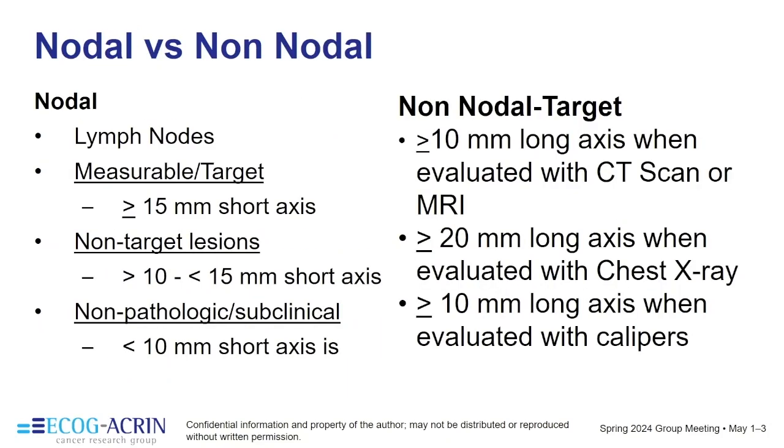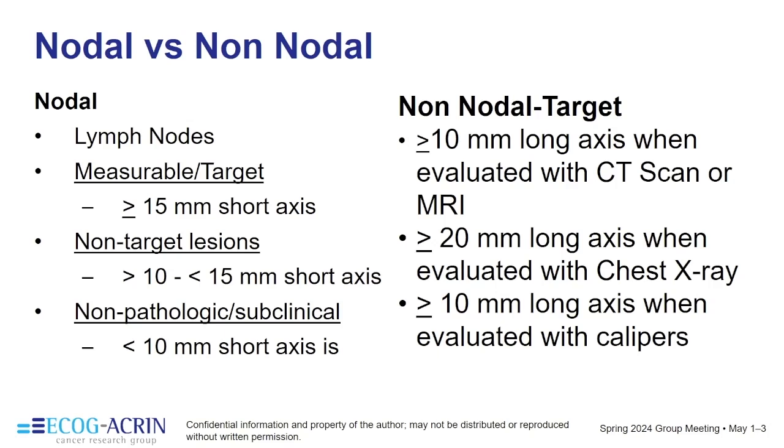So nodal target lesions are lymph nodes. And a measurable or target lesion is going to be greater than 15 millimeters on the short axis. Non-target lesions that are lymph nodes are going to be between 10 and 15 millimeters on the short axis, and then non-pathologic / subclinical lymph nodes are those that are less than 10 millimeters.